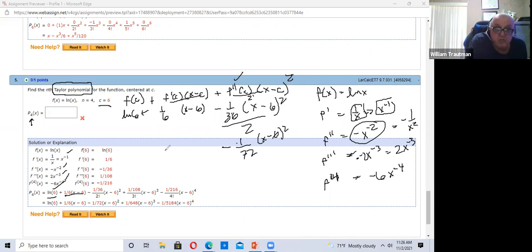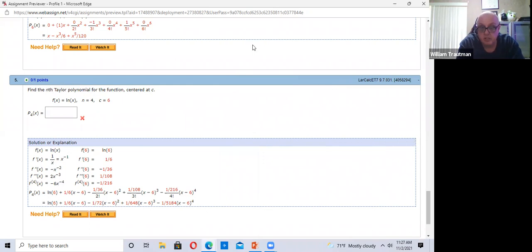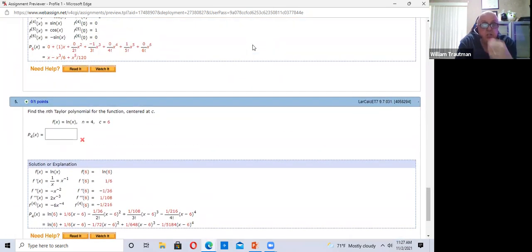If you look, there's our first term, our second term, our third term, and so on and so on. So you'll keep on going. You're going to do it until we have a power of 4. All right, and I think that's all I wanted to show you.